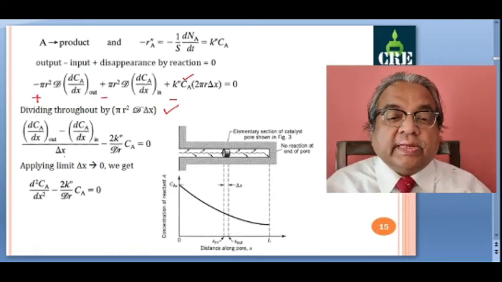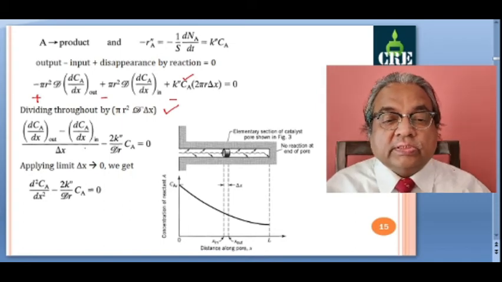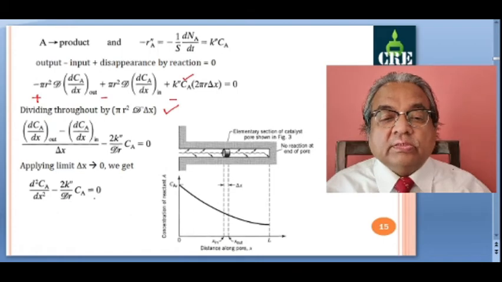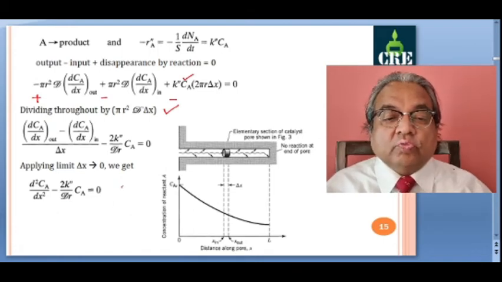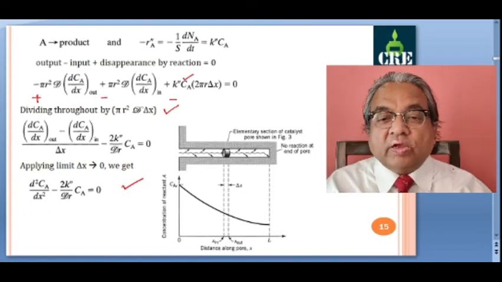Now with delta x tending to 0, if I apply the definition of the derivative, this first derivative will become the second derivative, d2 CA by dx square, minus 2k double prime by D r into CA is equal to 0. So we have formulated this second order differential equation, which we have to solve with the proper boundary conditions.